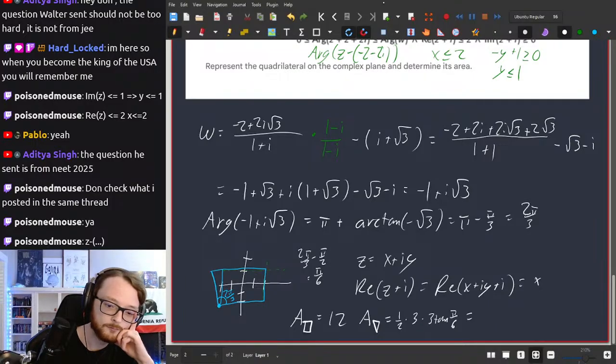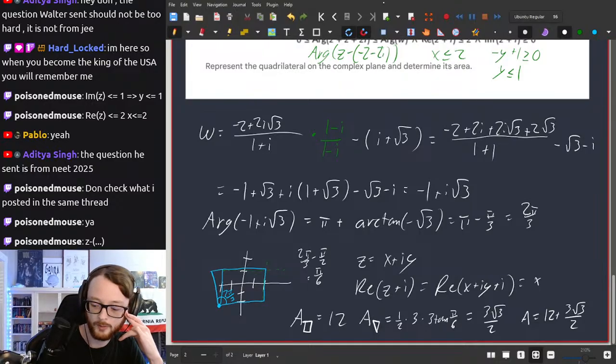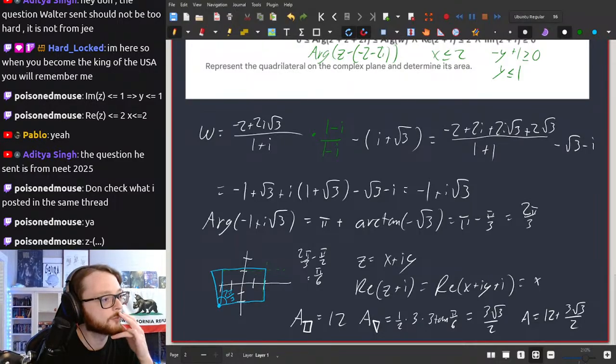Or 3 over root 3, or root 3 over 3. So we get 3 root 3 over 2. So I think the final answer, A equals 12 plus 3 root 3 over 2. I don't think I care to get a common denominator. Is that right, Mouse?